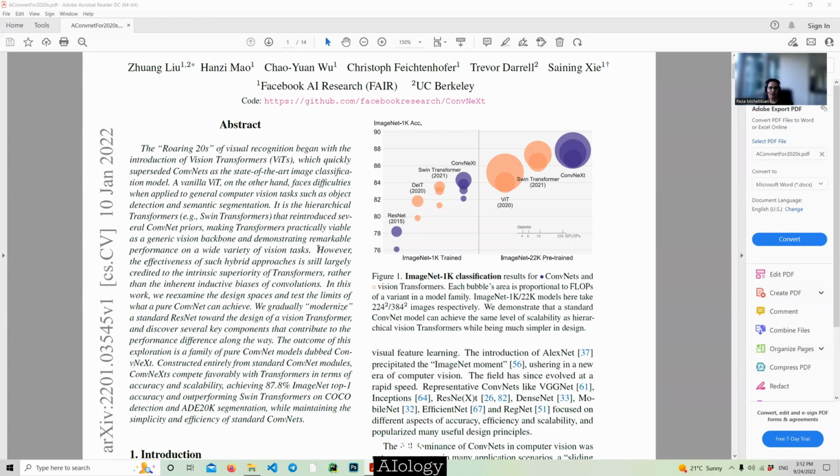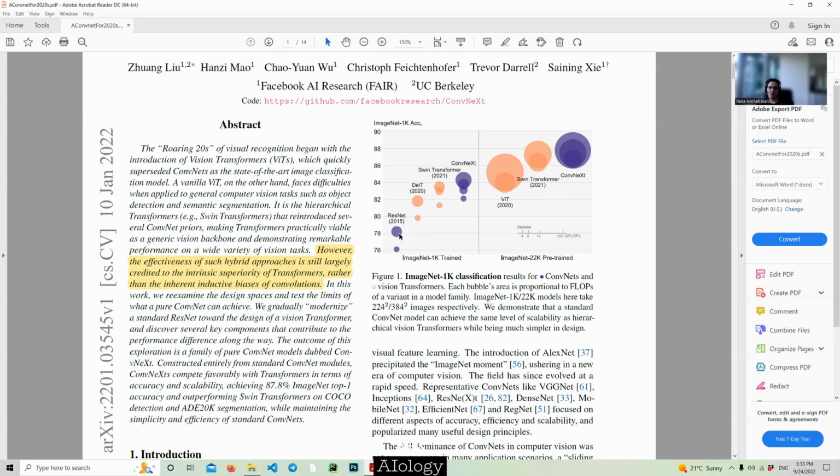So there is an interesting sentence here. They mention the effectiveness of such a hybrid approach is still largely credited to the intrinsic superiority of transformers rather than the inherent inductive biases of convolution. So in ViT, we usually have patching of the images, then we may or may not apply some convolution and then apply the transformer. And they're mentioning that most of the performance gain coming from these versions like DeiT, ViT is coming from the transformer inductive biases.